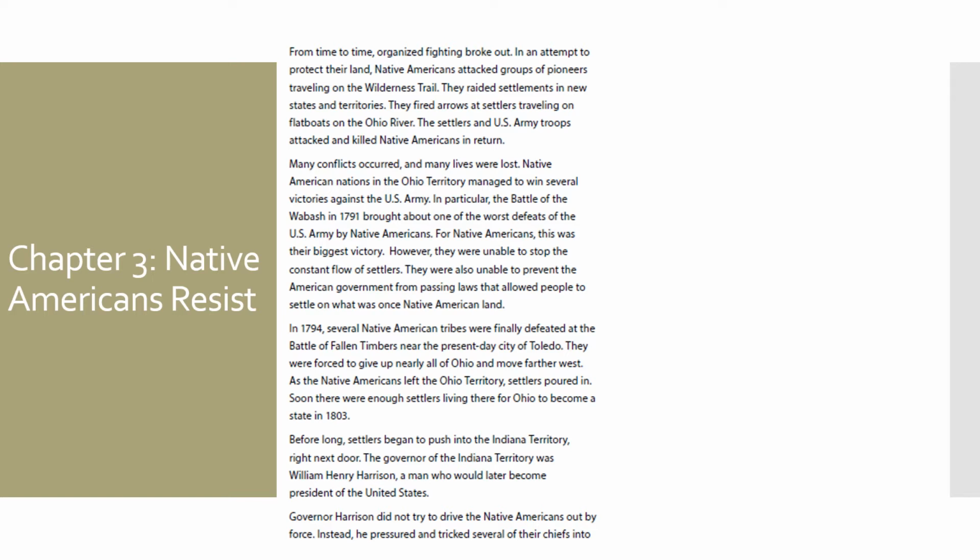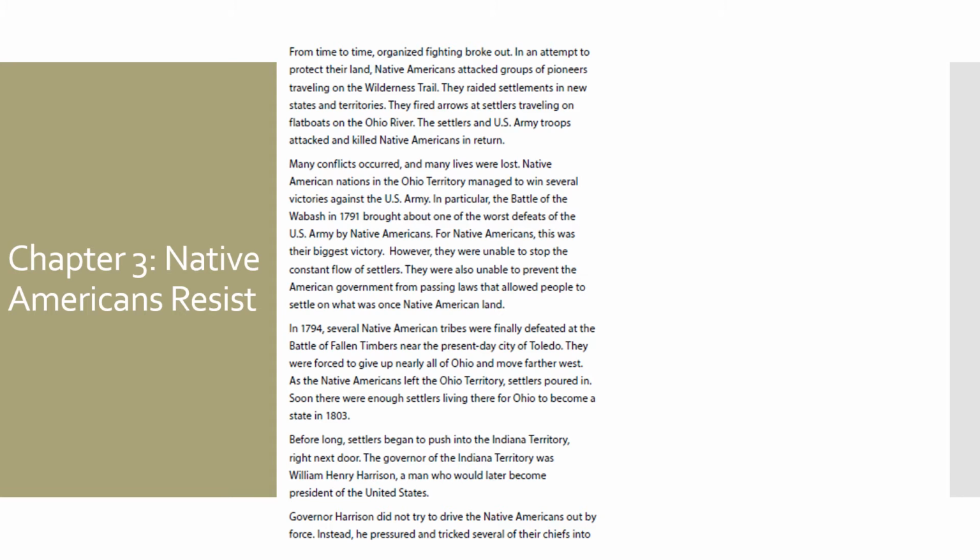In 1794, several Native American tribes were finally defeated at the Battle of Fallen Timbers near the present-day city of Toledo. They were forced to give up nearly all of Ohio and move further west. As the Native Americans left Ohio Territory, settlers poured in. Soon, there were enough settlers living there for Ohio to become a state in 1803. Before long, settlers began to push into the Indiana Territory right next door.